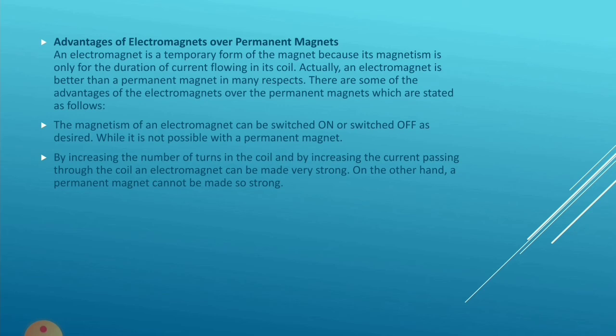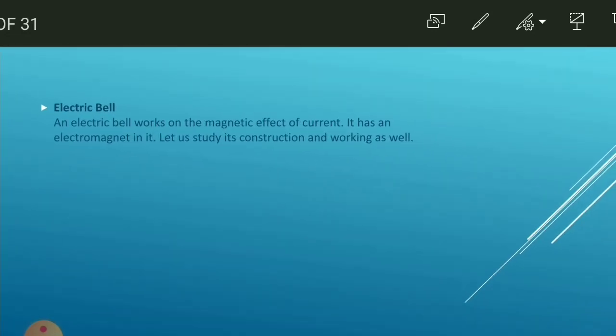The magnetism of an electromagnet can be switched on or switched off as desired, while it is not possible with a permanent magnet. By increasing the number of turns in the coil and by increasing the current passing through the coil, an electromagnet can be made very strong. On the other hand, a permanent magnet cannot be made so strong. Next, let's see about the electric bell.